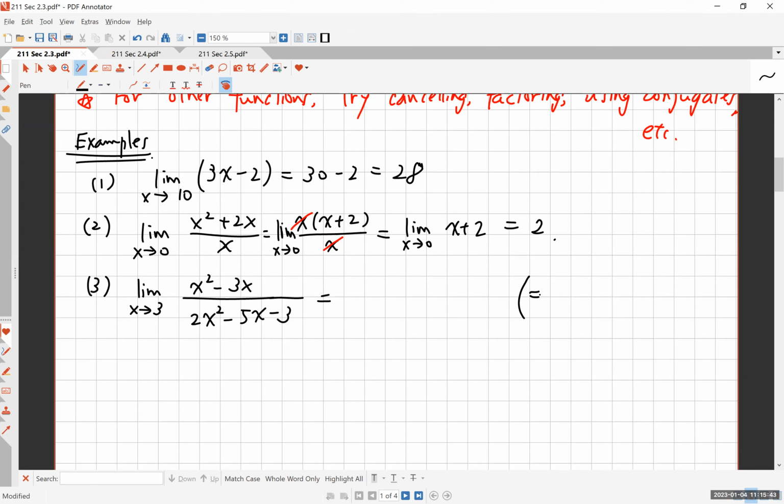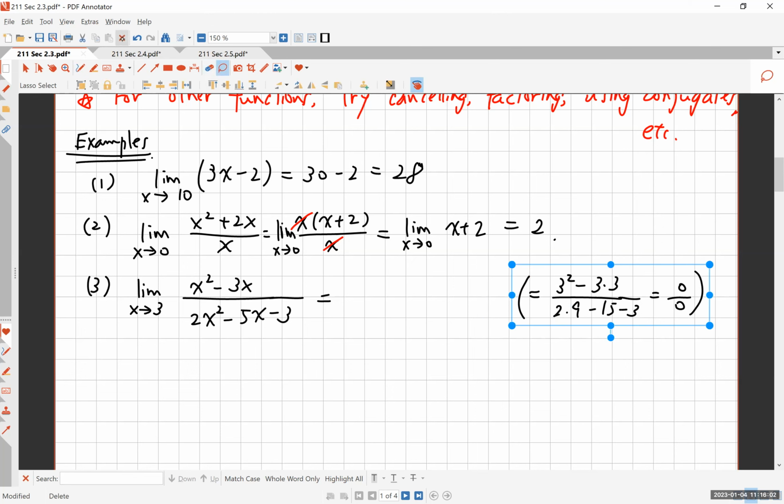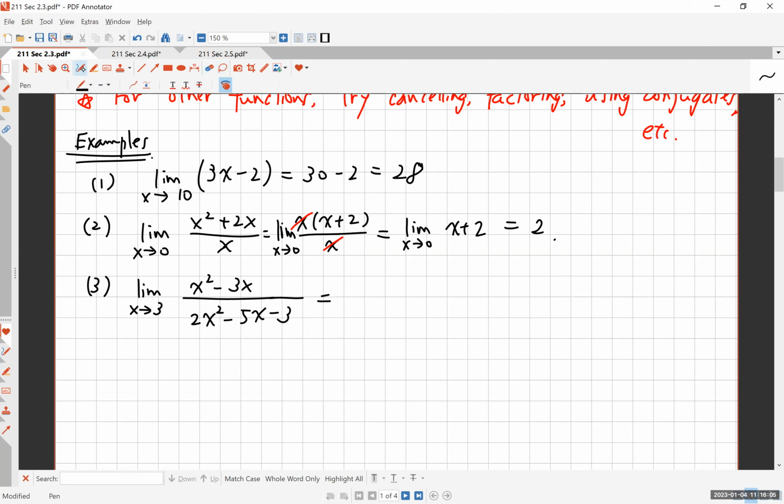But if I try to plug in 3 here, you get 3 squared minus 3 times 3 over 2 times 9 minus 15 minus 3. Okay, I hope you agree this is 0 over 0. Now, remember, I said I'm not going to keep this because 0 over 0 is something I would be embarrassed to write in front of people, and so I have just erased it. Okay, so what can you do? Remember, x is never equal to 3, so the denominator is never 0.